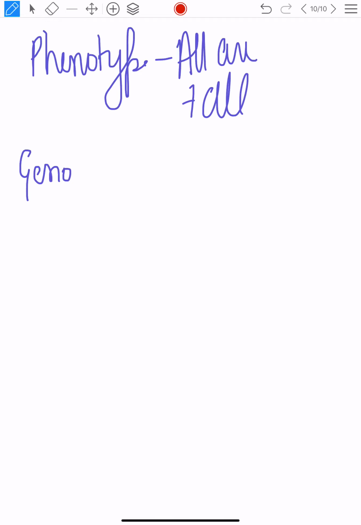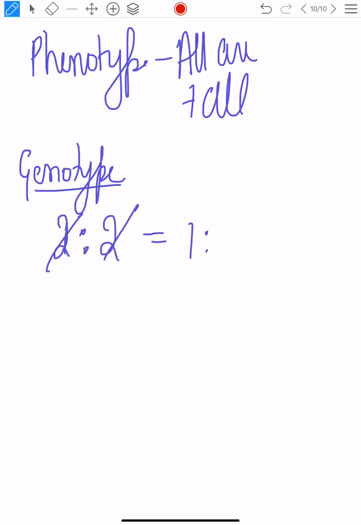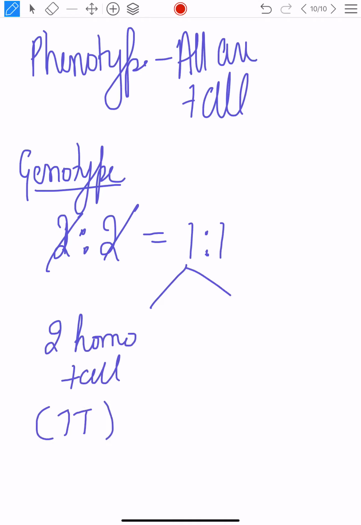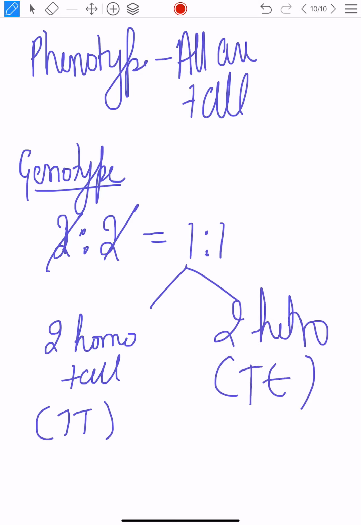But if you are asked the same question for genotype, your answer will change. Your genotype becomes 1:2:2, that is 2 homozygous tall versus 2 heterozygous tall, which further simplifies to 1:1. 2 are homozygous tall, which is capital T, whereas 2 are heterozygous tall, which is capital T and small t. But whether homozygous or heterozygous, all of them will be tall. So in phenotype all are tall, but in genotype 2 are heterozygous and 2 are homozygous. In the end, all of them are tall because capital T is a dominant trait.